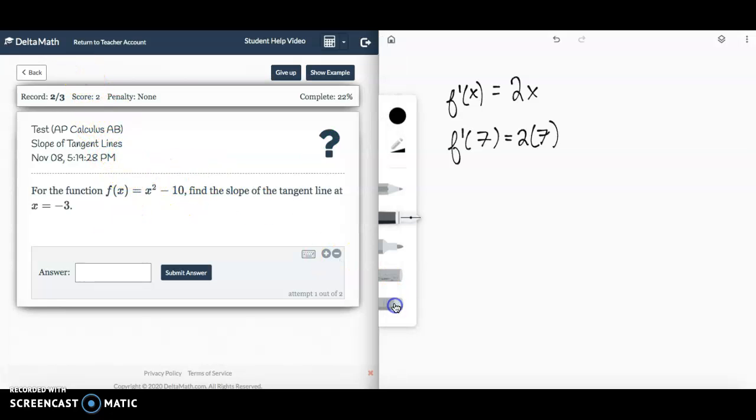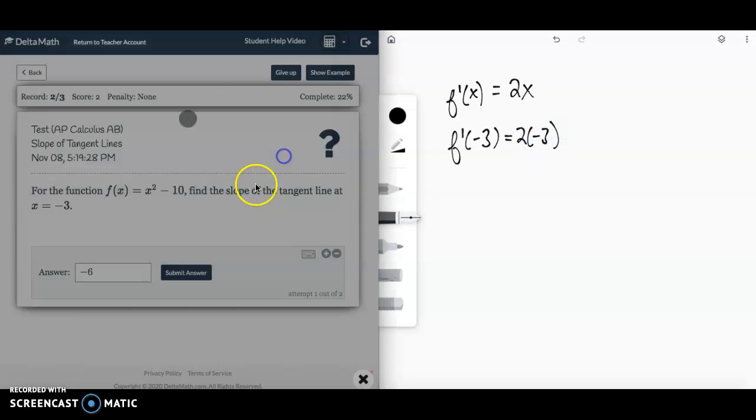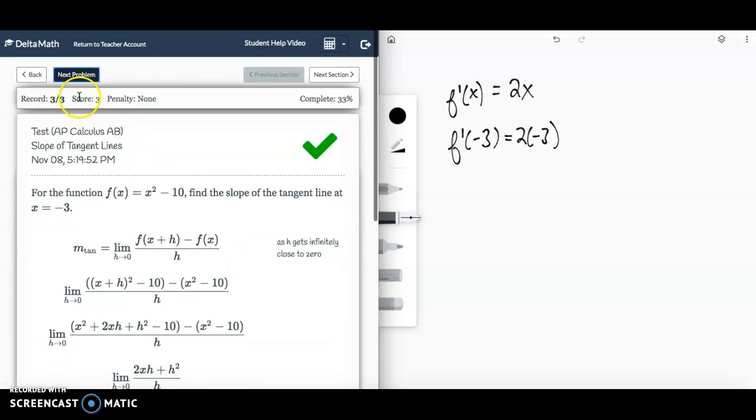All right, and then might as well do the last one since it's not going to take that long. So my function is x squared minus 10, so the derivative of x squared minus 10 is 2x, and I'm finding the slope of the tangent line at -3, so I'm plugging in -3, 2 times -3, -6. Easy. Cool.